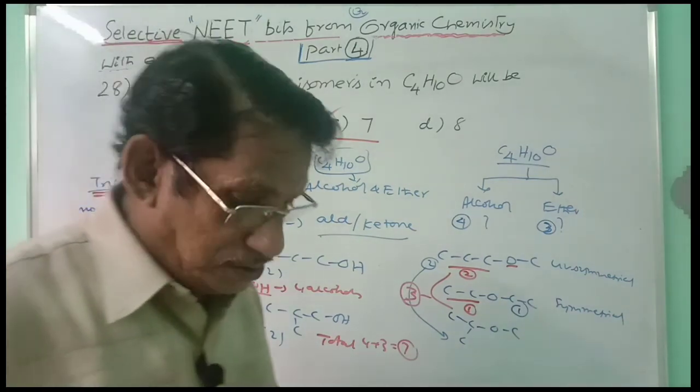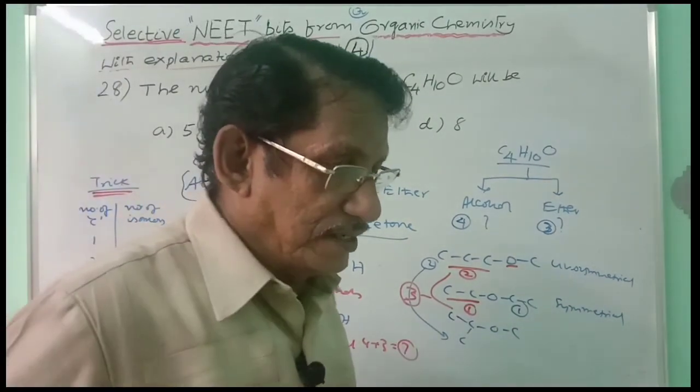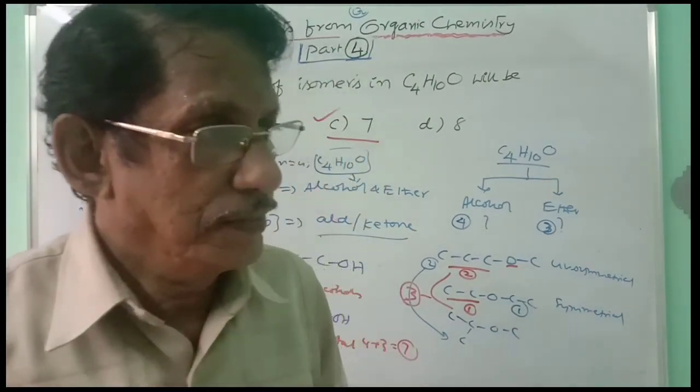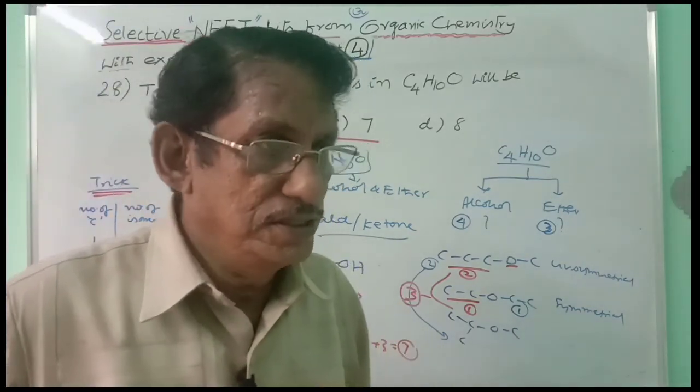And with this, the part is over. This is part number 4 of organic chemistry for selective NEET bits. After the completion of this, we are going to discuss some more NEET bits in part number 5.